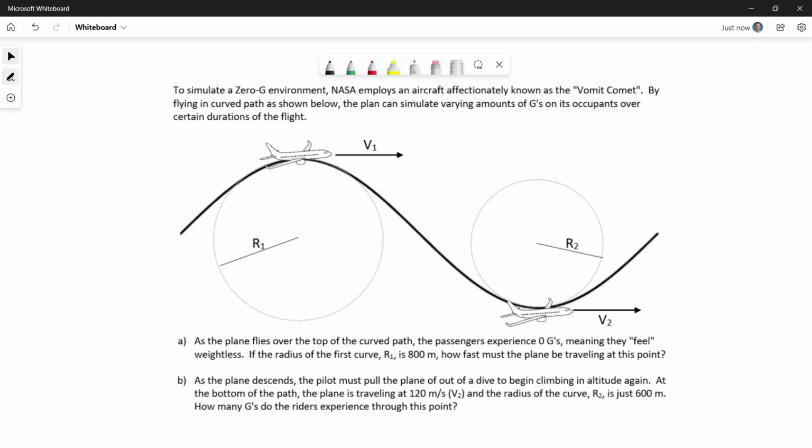In this problem, we're looking at an airplane climbing and descending along curved paths. NASA uses an airplane called the Comet. That's not its official name, but its affectionate name based on what happens to a lot of its occupants when they're riding in it. But this plane actually simulates varying amounts of gravity based on how it is accelerating around these curved paths. So let's look at the first curve.